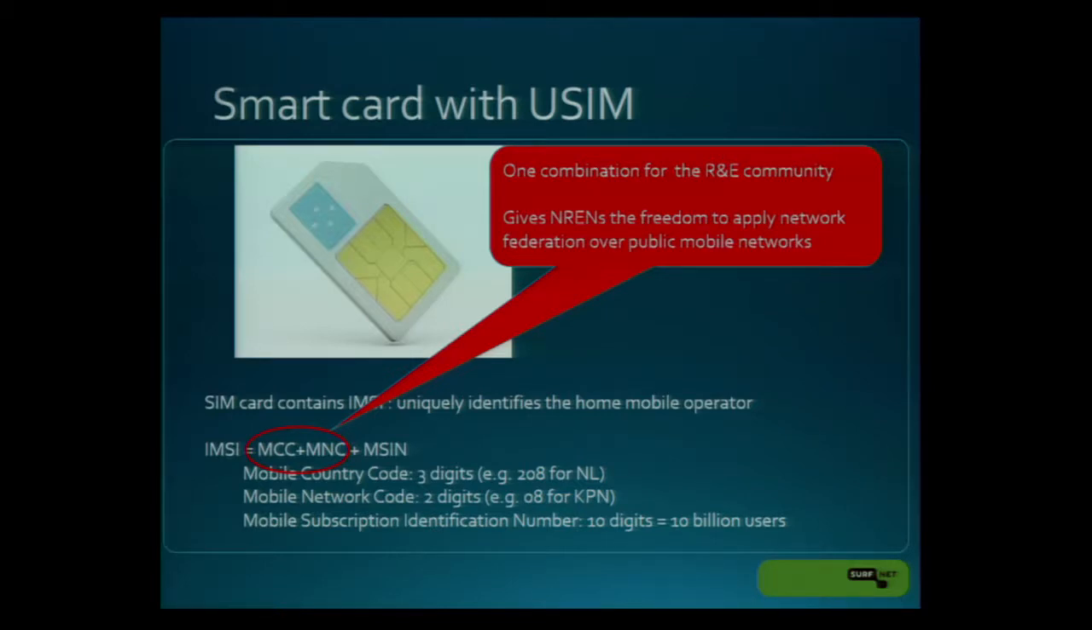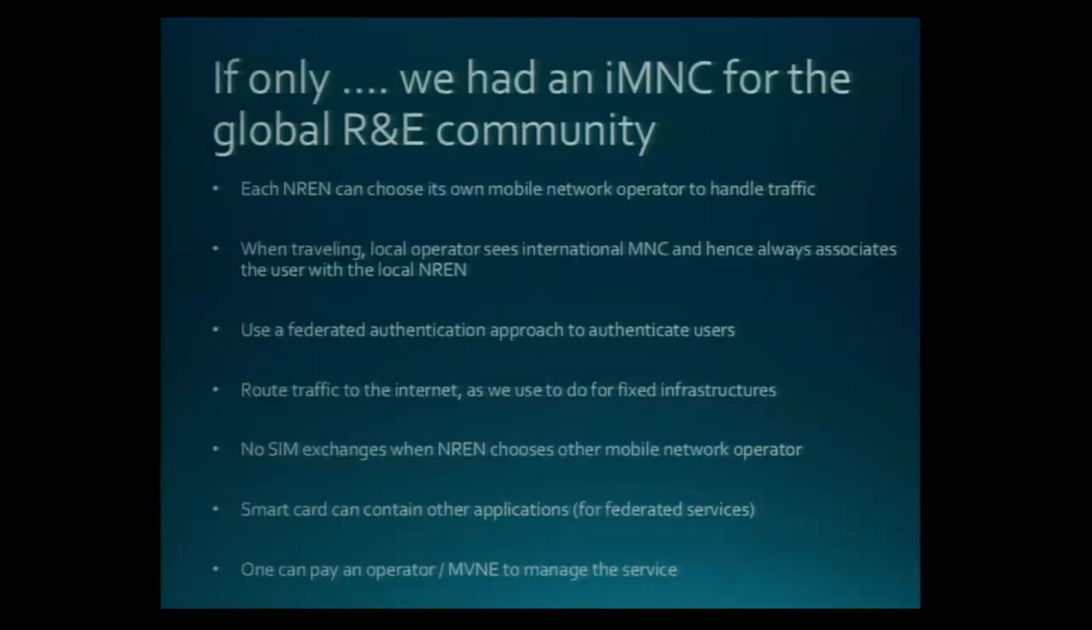And then we as an NREN community can forward the authentications to the one that it's already associated with. So how do we do this? Based on this MSIN, we can just have a simple database lookup and say, okay, where does this user belong? Of course, we need a governance to assign numbers and distribute number plans, but we have DENTE. They can do that. It's like IP routing. We know how to do that. So if only we had this international mobile network code for the NREN community.